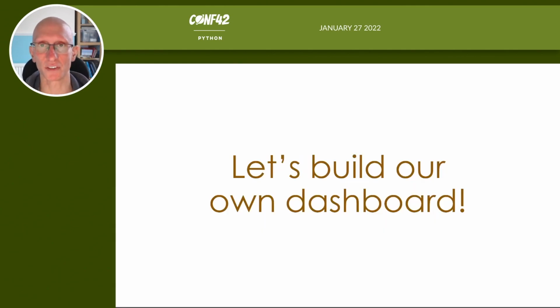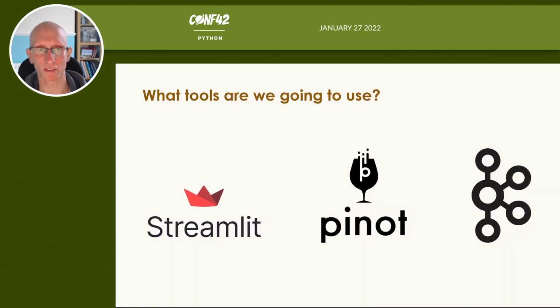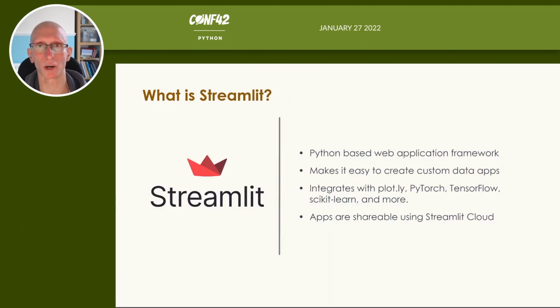Okay, so that's the overview of what a real-time analytics dashboard looks like. Now we're going to try and build our own one, and we're going to be using three tools to do this: Streamlit, Pinot, and Kafka. Let's have a quick overview of what each of those tools are. Streamlit, I first came across it a couple of years ago, so it's sort of beginning of 2020.